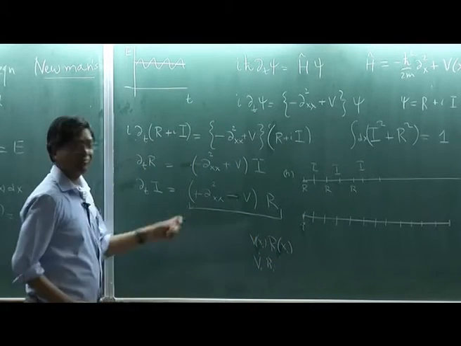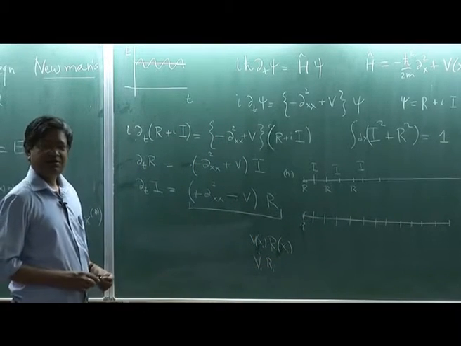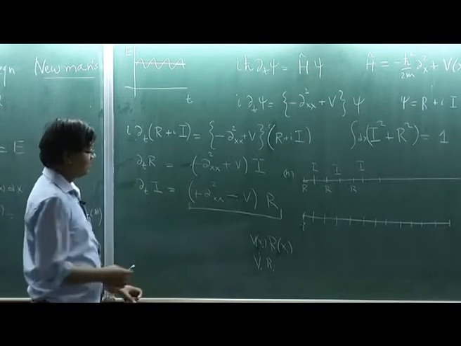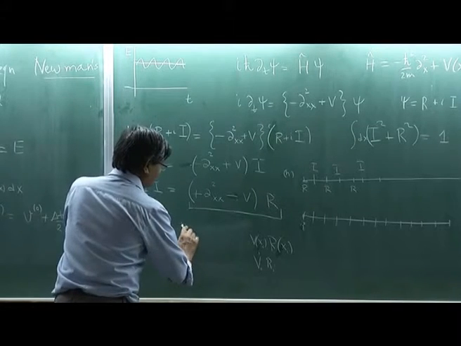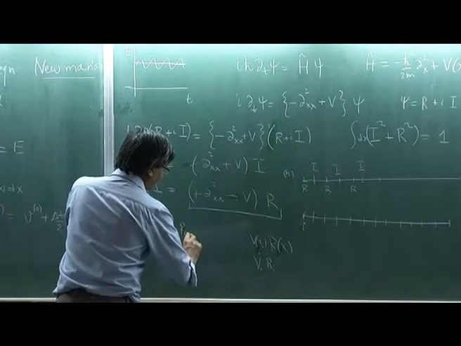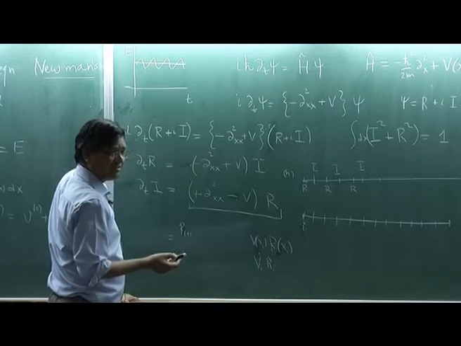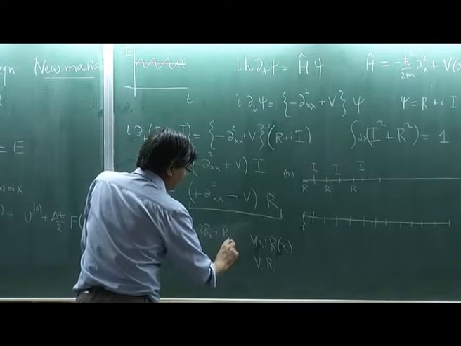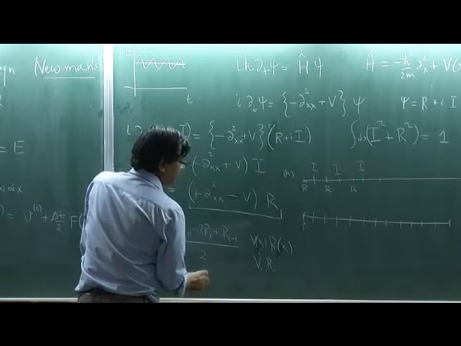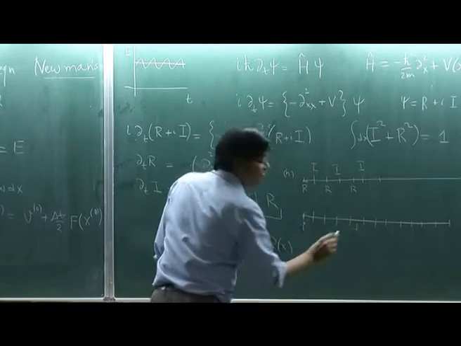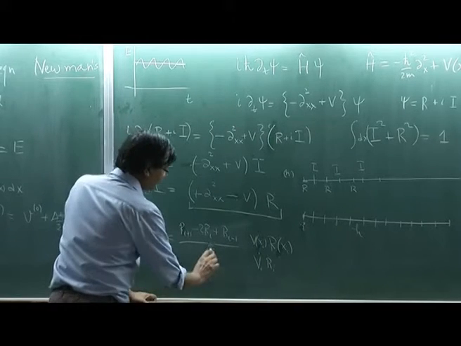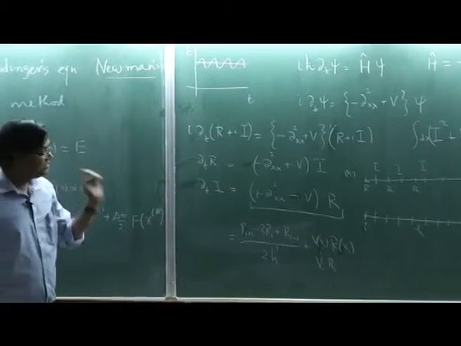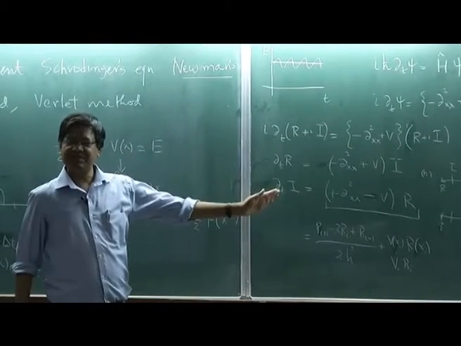What about this one? What happens to this Laplacian? So this will become R_{i+1}, I do central differencing, minus 2 R_i plus R_{i-1}, divided by, I call this h, uniform spacing, 2h squared. Okay. So this is the space discretization.